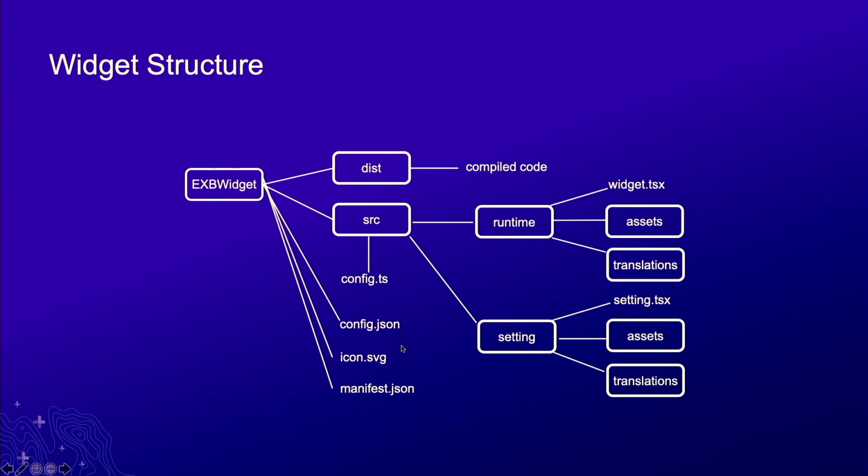From there, you're going to have a distribution folder, which is your compiled code. That's what Webpack's going to take care of for you. And then you're going to have your source, and your source is going to go in two directions. You're going to have a runtime folder, which is basically where your widget TSX is going to be. And if you have any other dependencies, maybe you're going to make use of other components, you would have them in there as well. That includes assets and translations. And then for your settings, if you're going to provide a setting for your user to configure a widget, that's going to exist in your settings.tsx file.